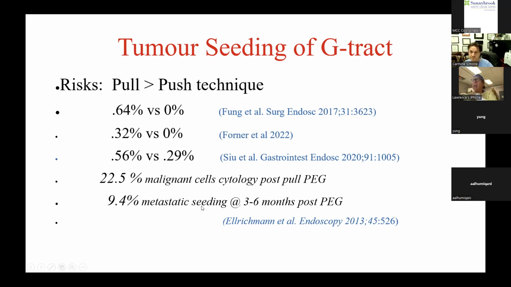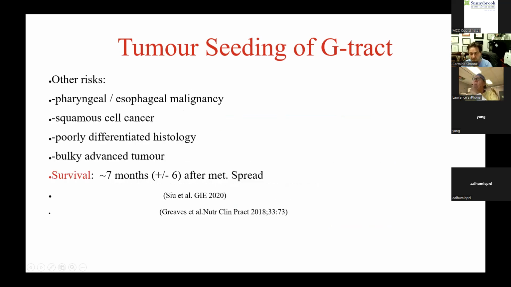But clearly the seating is an important parameter in terms of patient care. The other risk in terms of tumor seating is the nature of the tumor itself. Obviously, if the tumor is in the pharynx or esophagus, you're pulling through tumor. If it's a squamous cell cancer, it's greater risk. Poorly differentiated histology, greater risk. If it's bulky, there's more tumor to pull down through the tract.